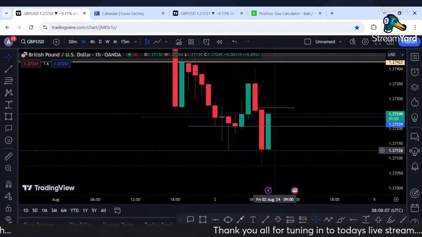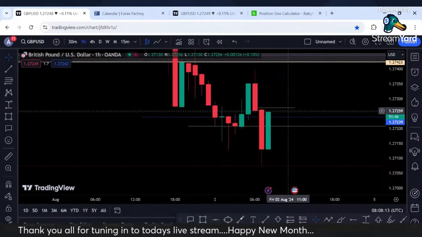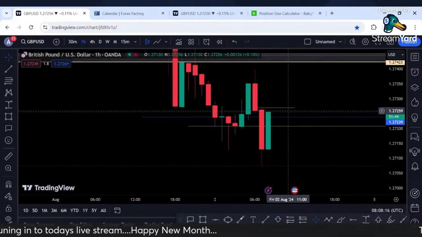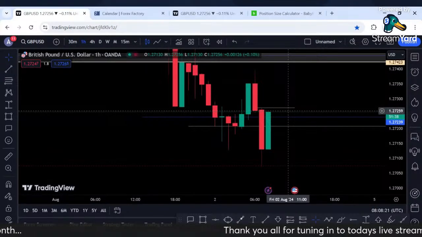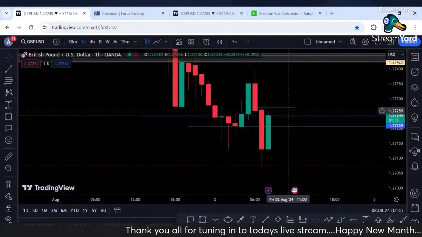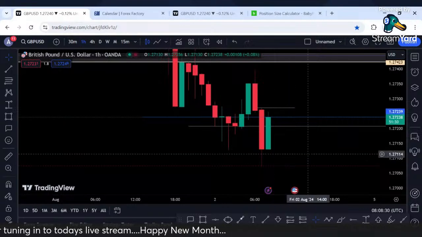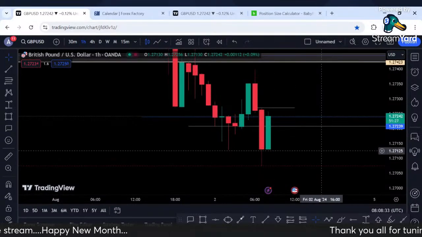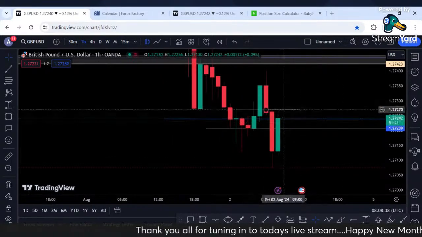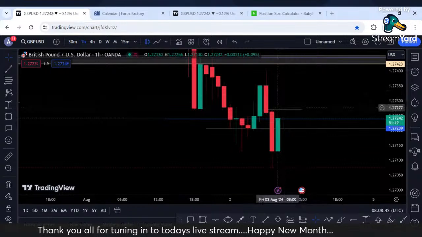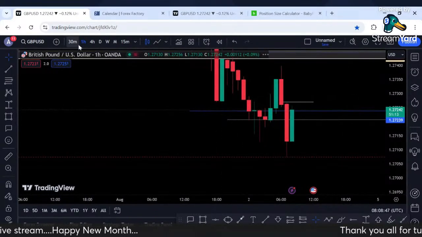You see how the candle has opened? This candle opened with no bottom wick. It is going to break this one out. Is it going to flip back to bearish? If this one breaks, let's see what will happen.